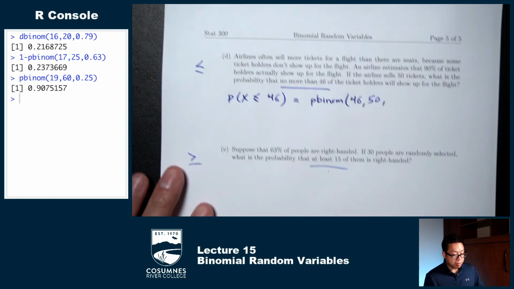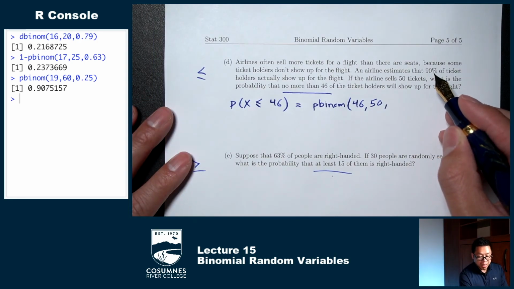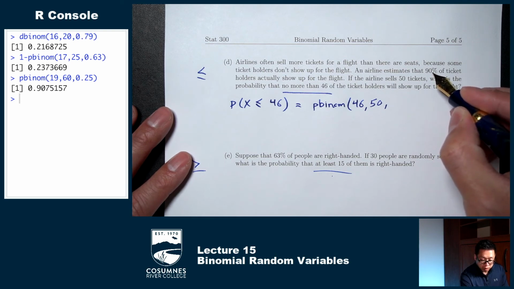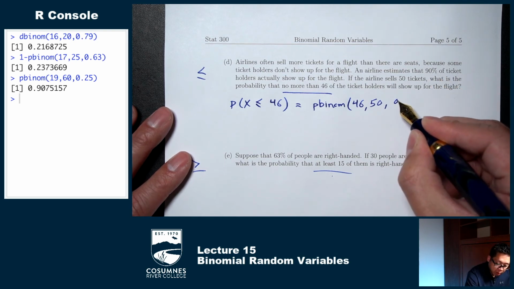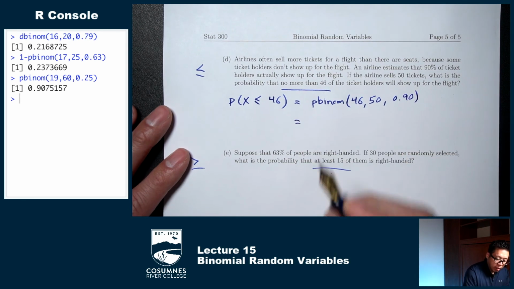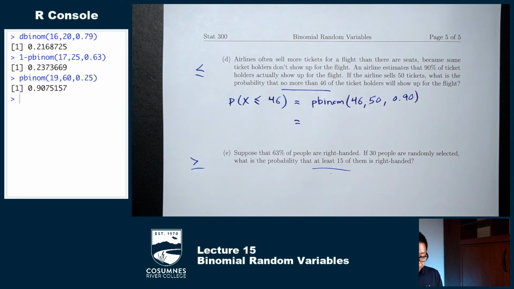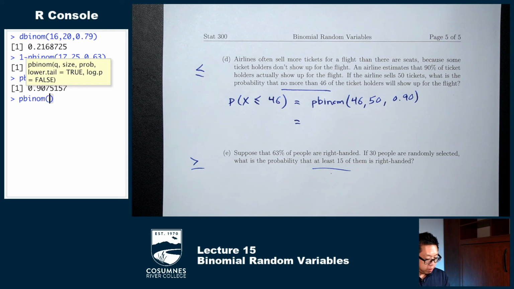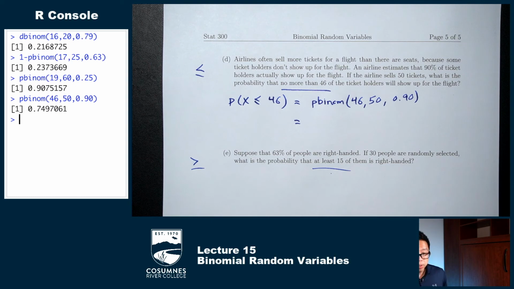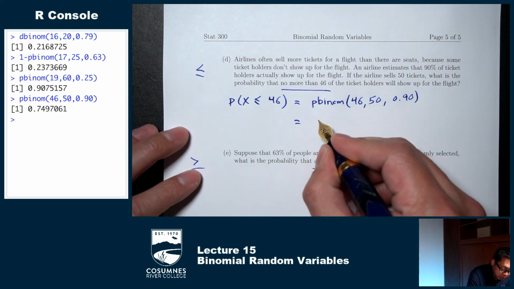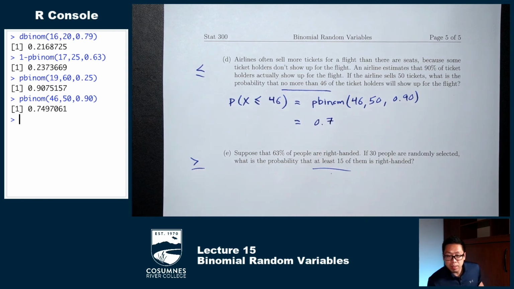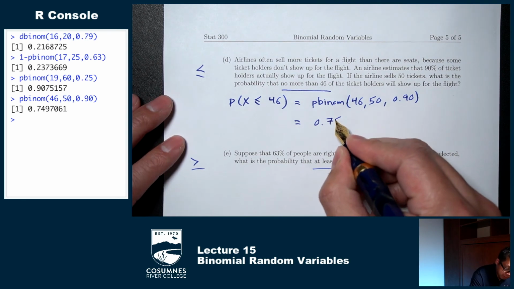Comma, probability of success, that's the percent. 90% as a decimal, so move the decimal 2 places to the left, that's 0.90. And then we'll just type that in. pbinom, parentheses, 46, 50, 0.90. Rounded to 3 decimal places, this is going to round to 0.750.